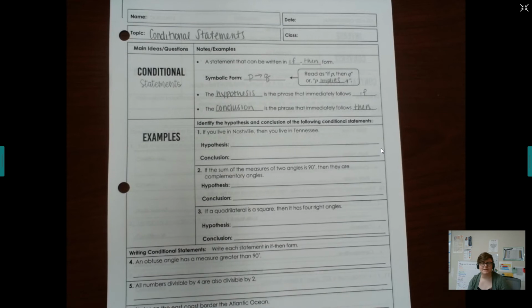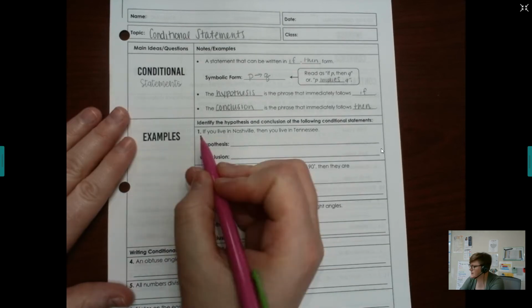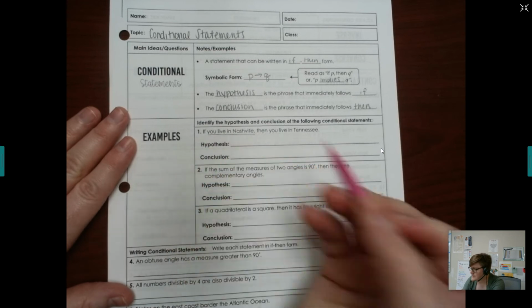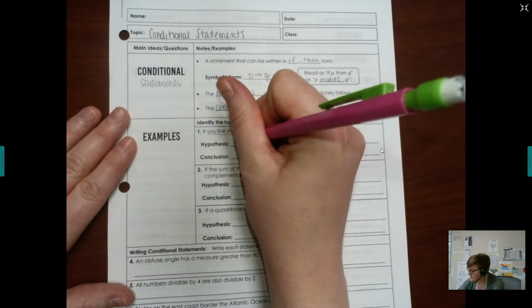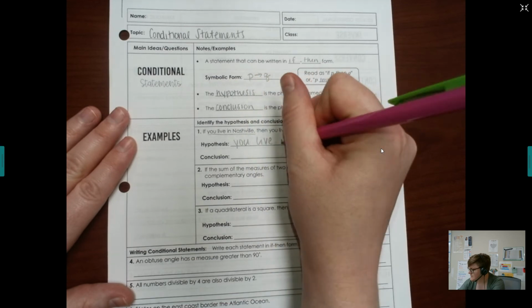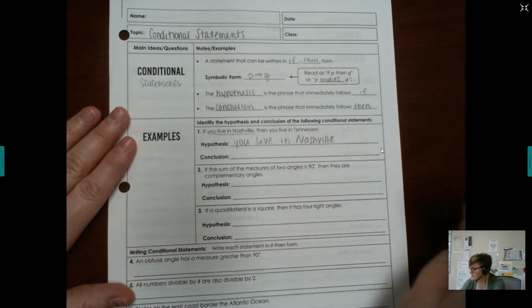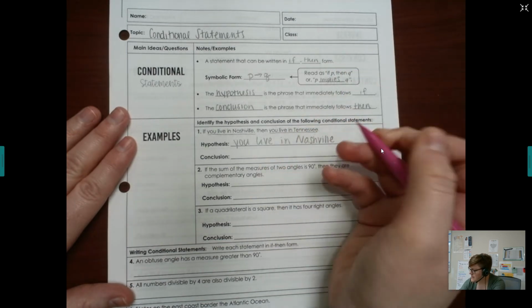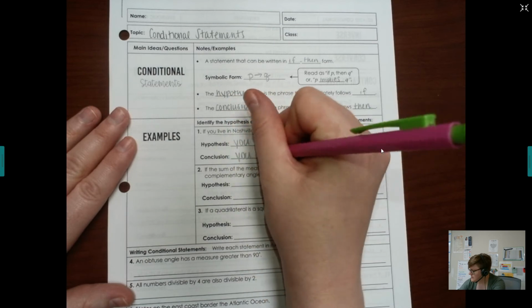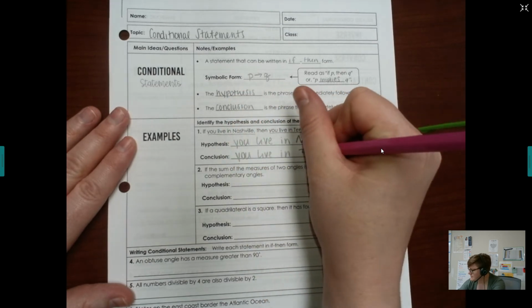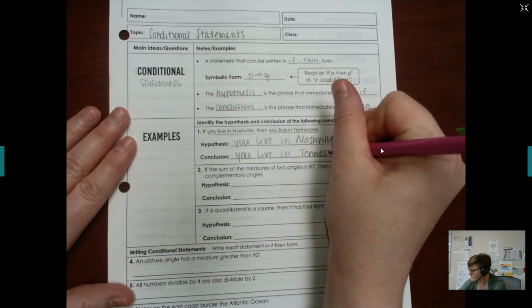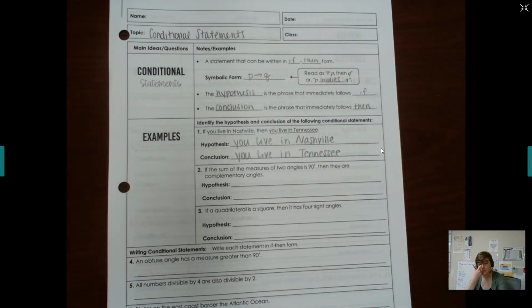So if you are given a conditional statement, like if you live in Nashville, then you live in Tennessee, you can identify the hypothesis by finding the word if. The hypothesis is going to be what's right after it. So the hypothesis is you live in Nashville, and your conclusion is going to be whatever comes right after the word then. So that's you live in Tennessee. All right. Pretty straightforward, hopefully.